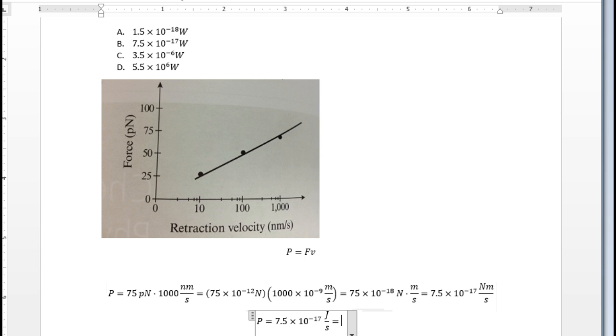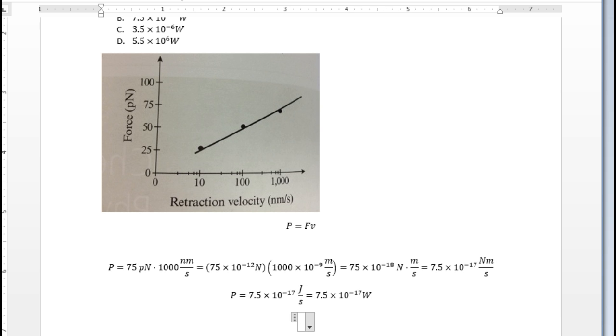Right? And a joule per second is a watt. A joule per second is a watt. And so the answer to this one is B.